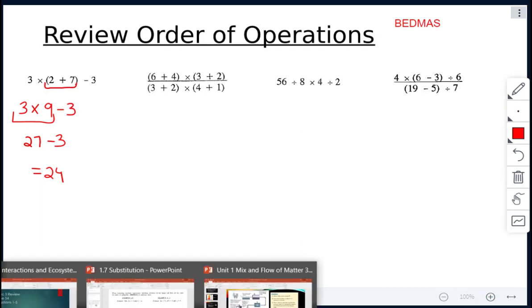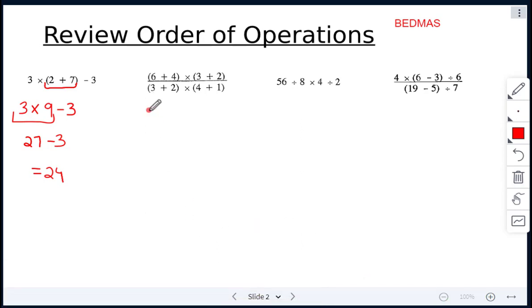All right, we're looking at our second example here. We have 6 plus 4 times 3 plus 2 on our numerator. So we're going to work with our brackets first. So 6 plus 4, that is 10. And then it's times 3 plus 2, which is 5. So that's my numerator. If I continue with my numerator, 10 times 5 gives me 50. So I've finished my numerator, which is the top portion.